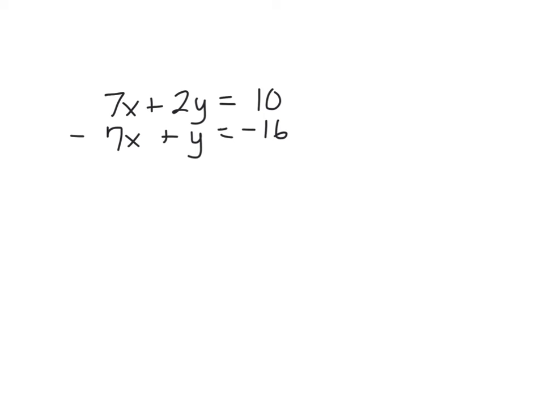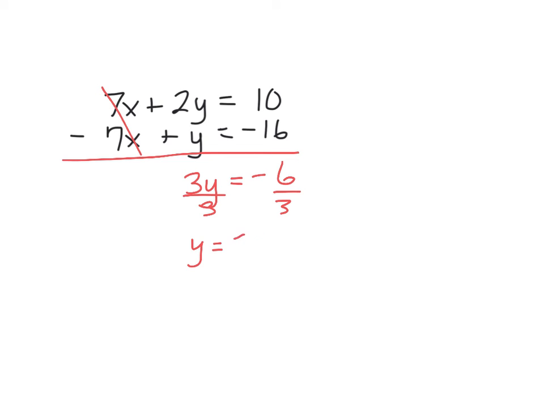In this case, as I glance through, I notice that if I add these two together, the x's will eliminate. No big deal. It doesn't matter which one we solve for first. If I add these two together, the 7x's cancel out. I get 3y equals -6, and dividing by that 3, I get y equals -2. And then again, I'm going to substitute into either one of those two equations. Doesn't matter which one. Whichever one looks easier, I will choose again the first one, since it doesn't have any negatives.